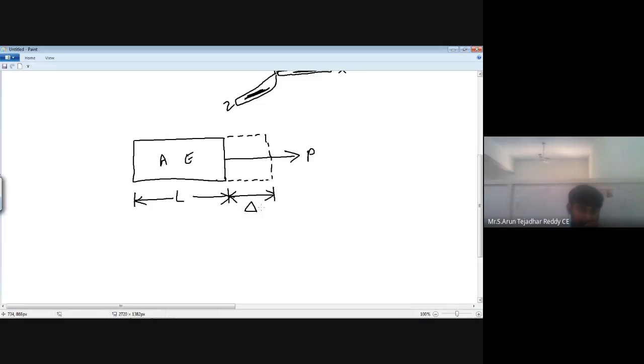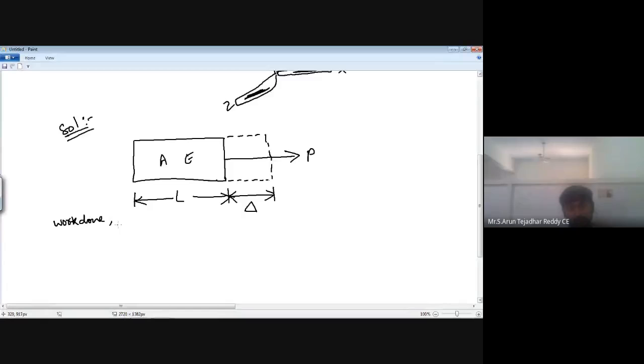Delta. So this is the solution. From here onwards, start the solution. It means expression of strain energy due to axial load. This is the diagram of strain energy due to axial load. So from this figure, first calculate the work done formula.